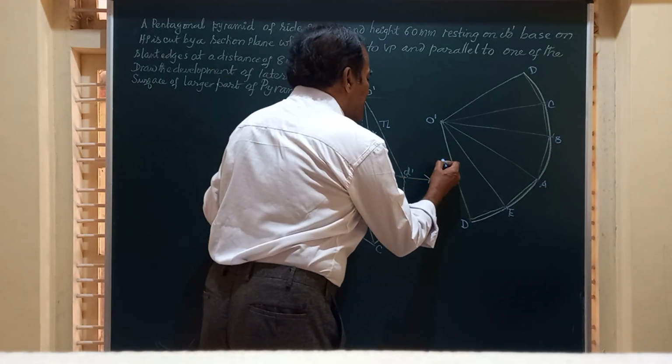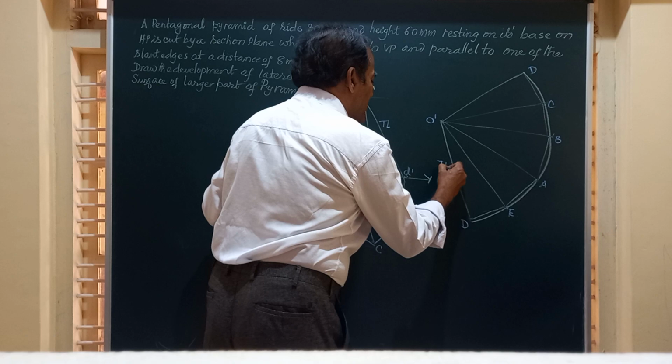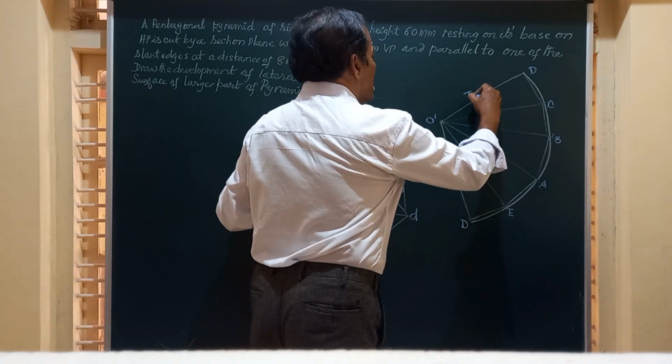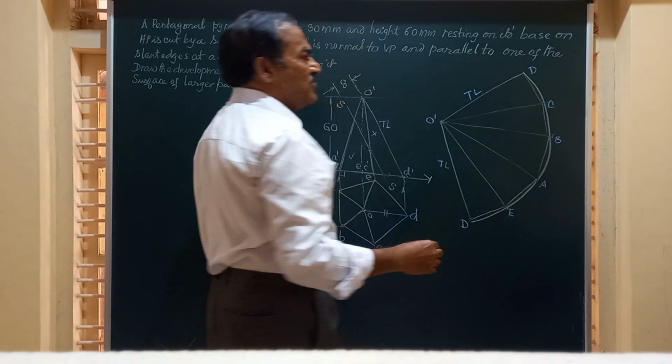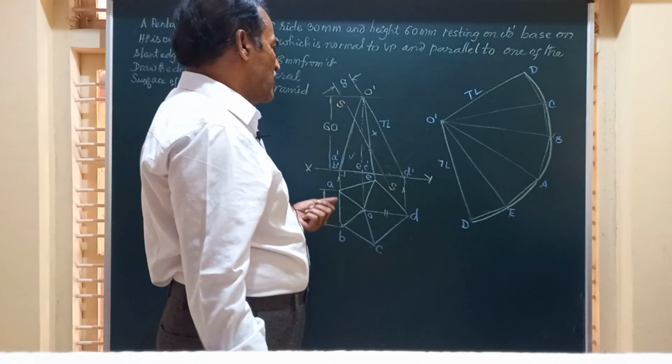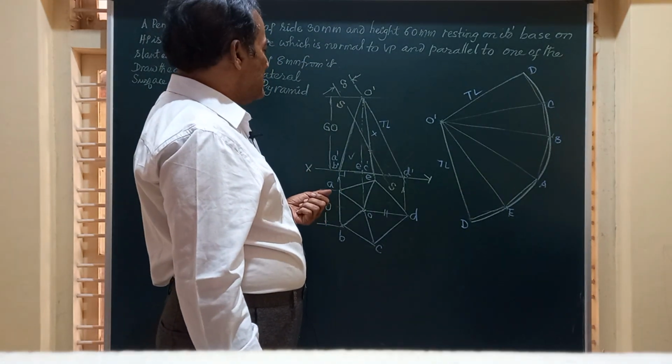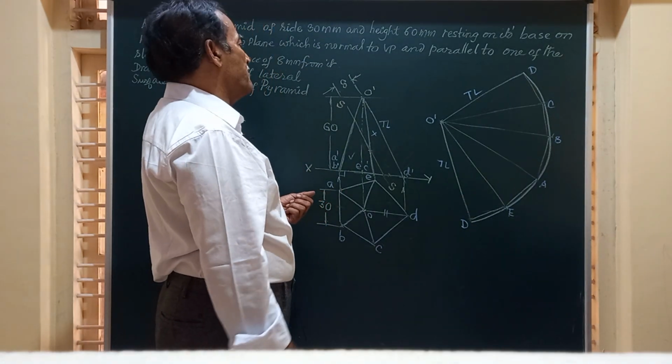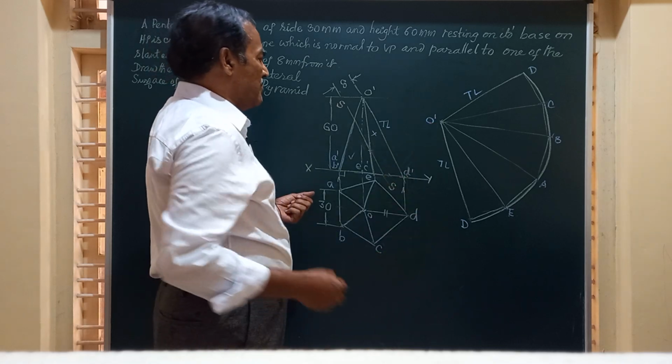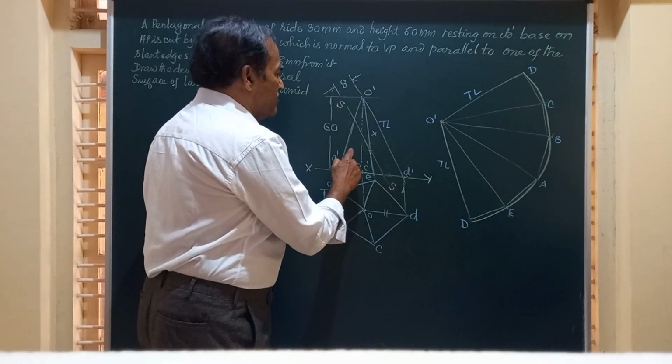So I am going to mark here TL, true length, is also true length, and all these slant edges will have the same true length, that is very obvious. Now friends, let us commence the development and see how to obtain the development of this part which is shown.